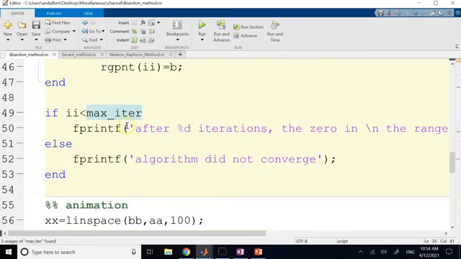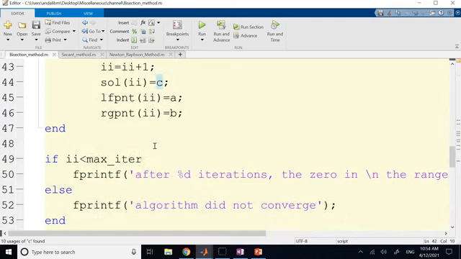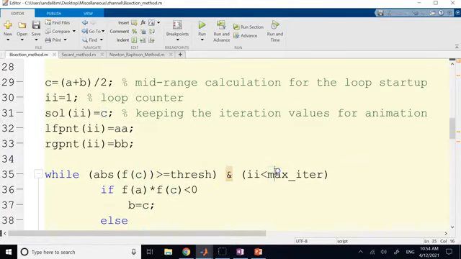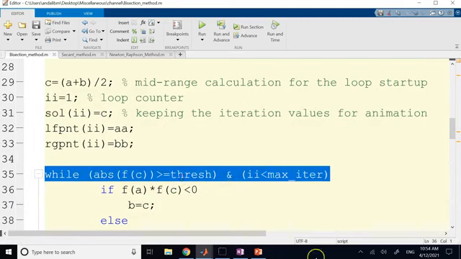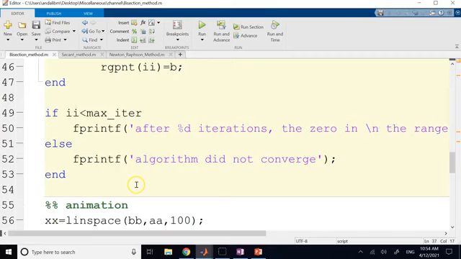And finally, the goal is for the C point to converge to the actual root. And let's say if it does or not, how do I check? Because this loop can stop when one of these two conditions is violated. How do I know whether I converged or I diverged? So this is what I do. I go back here and say if ii, which is the loop counter, right? The number of iterations here.